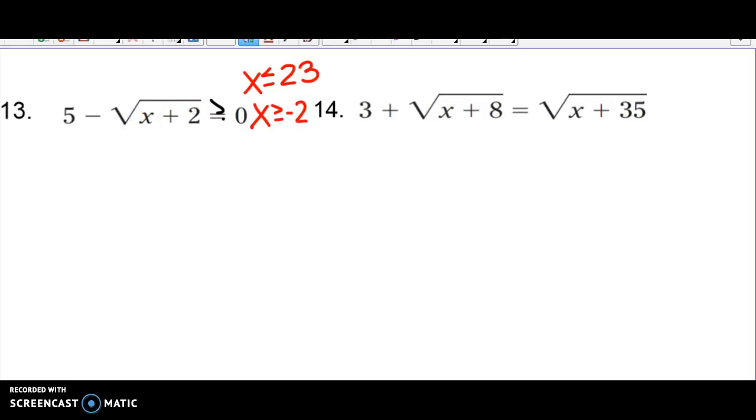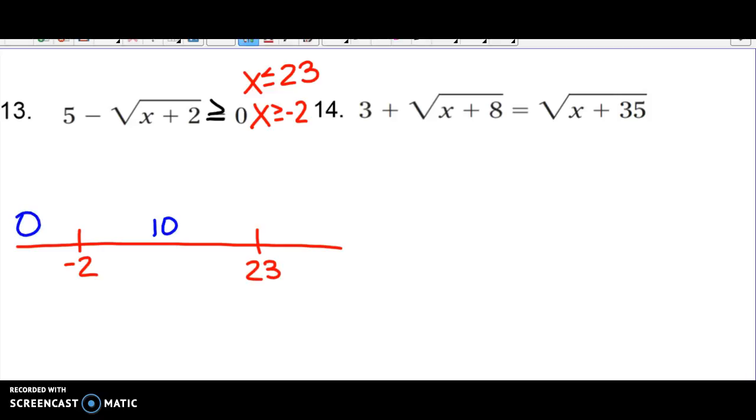Let's go ahead and set up a number line. I turned this into an inequality. It was originally an equal sign, but we needed inequalities. So here's a -2. Here's 23. Pick some numbers in between and on the outside. Our favorite number 0. I'm going to put maybe a 10 in here. And then 25 looks good.